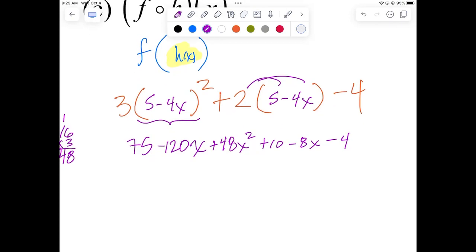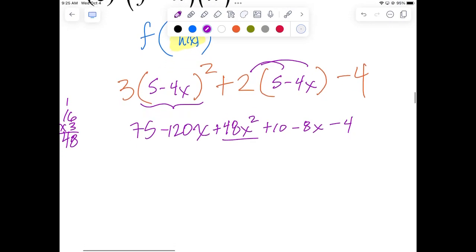And now we combine like terms, writing it in descending order. So we have a lot of terms, so sometimes it's nice to be organized, so I'll underline them as I go. I have one x squared term, so it's 48x squared. I've got 2 x terms, so minus 120 minus 8 is minus 128x. And then let's see, all the ones that are left are constants. So from left to right, 75 plus 10 is 85. 85 minus 4 is 81.